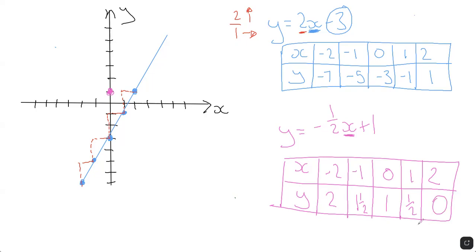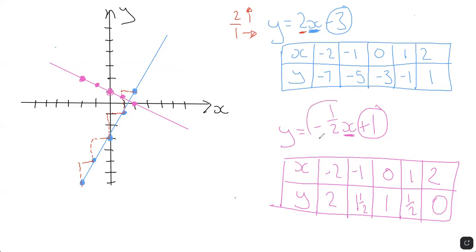All right, so let's put our values down. I have -2 and 2. I have -1 and 1.5. I have 0 and 1, which I already have because this is the y-intercept, still makes sense. Then I have 1 and 0.5, and 2 and 0. And this makes a lovely straight line again. Ta-da! All right, so that's the graphing with a table of values.